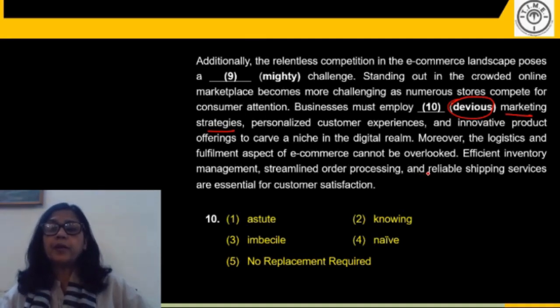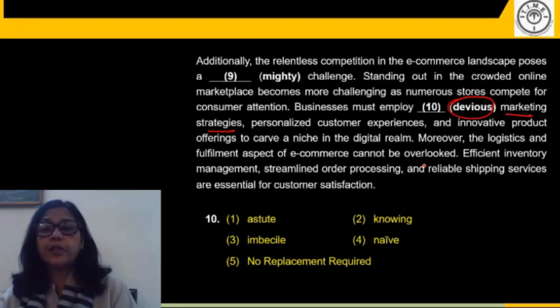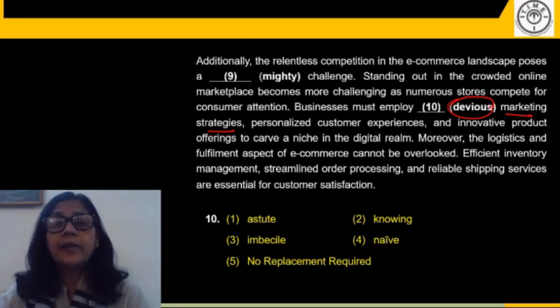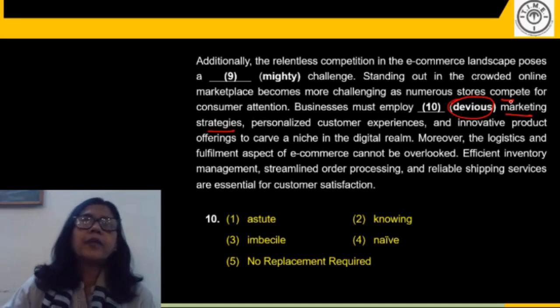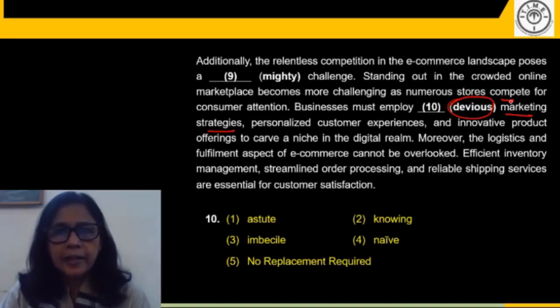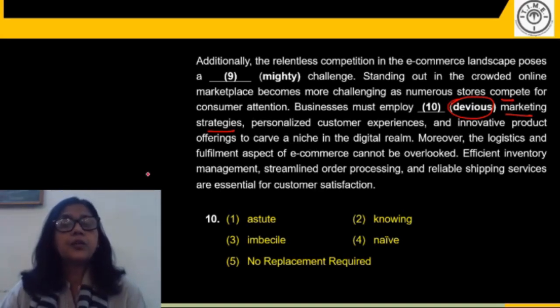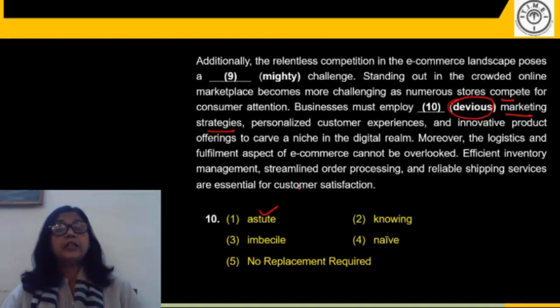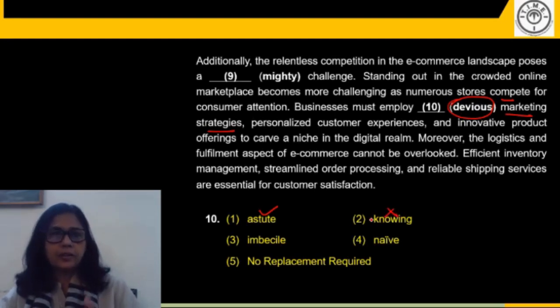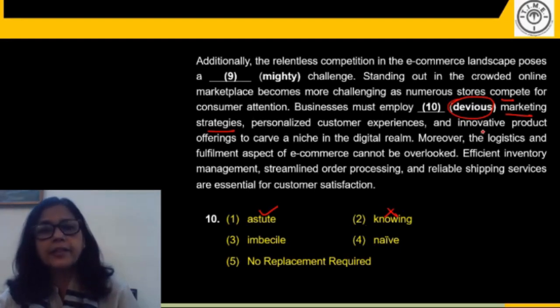In order to get over the competition, right? Now this is in the context of the paragraph, so we don't need a negative word over here. We don't want to say that they have to resort to some underhand tactics, right? So we have the word astute over here, which means clever. So businesses must employ astute marketing strategies. Knowing, yes, has got no sense over here. Yes, the sentence would not make any sense at all.